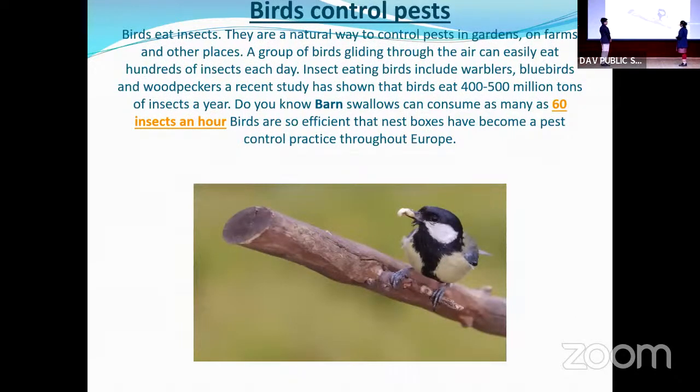Birds control pests. Birds eat insects. They are a natural way to control pests in gardens, on farms, and other places. A group of birds gliding through the air can easily eat hundreds of insects each day. Insect-eating birds include wild birds, bluebirds, and woodpeckers. A recent study has shown that birds eat 400 to 500 million tons of insects a year. Do you know, barn swallows can consume as many as 60 insects an hour. Birds are so efficient that nest boxes have become a pest control practice throughout Europe.